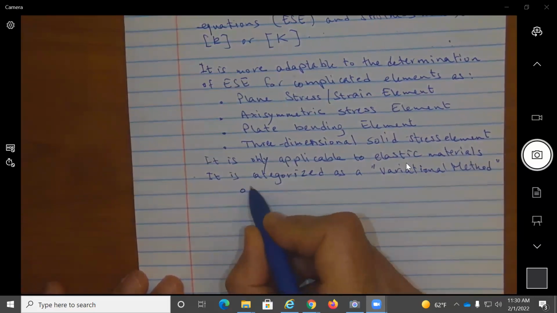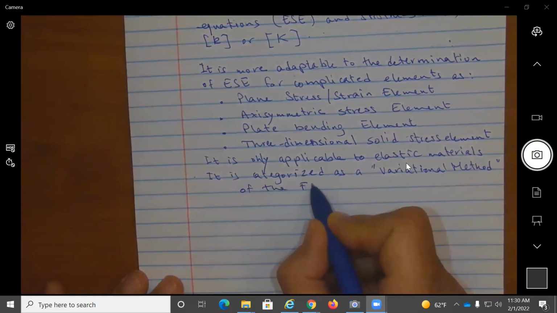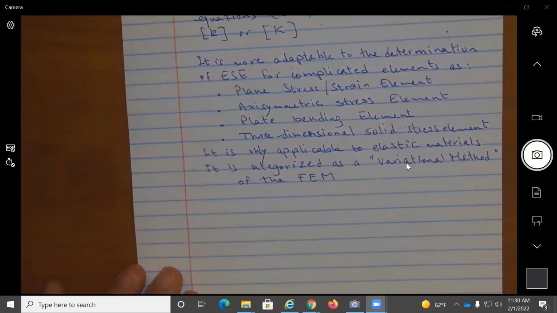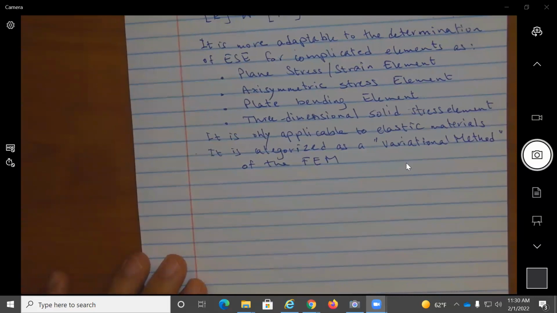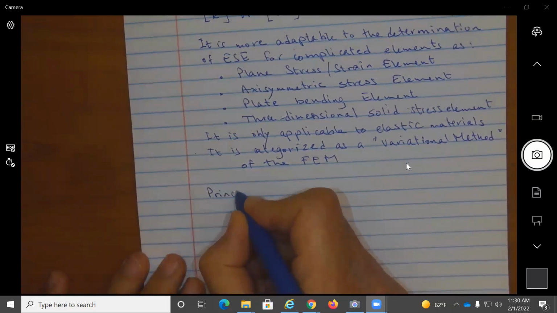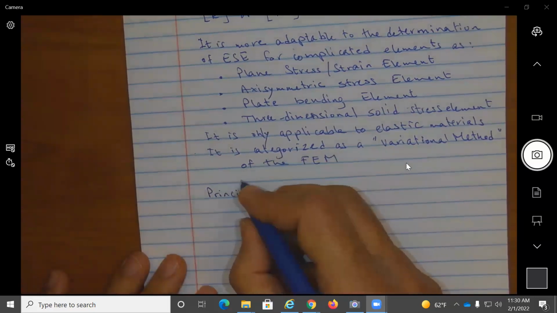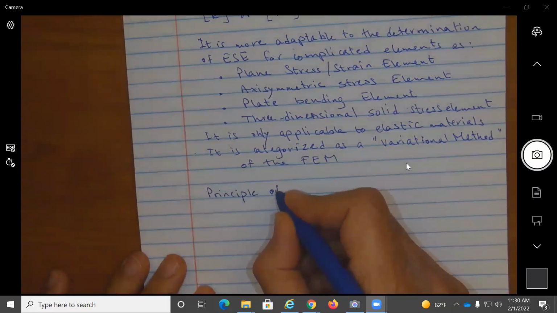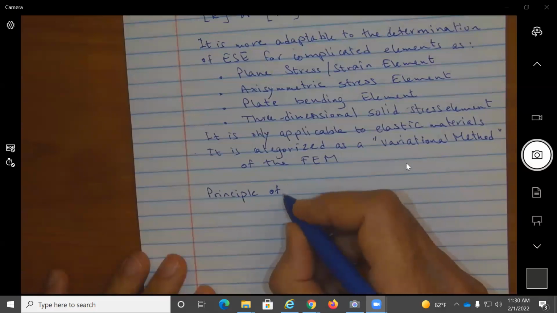variational method of the finite element method. So what is exactly the principle of the minimum potential energy?